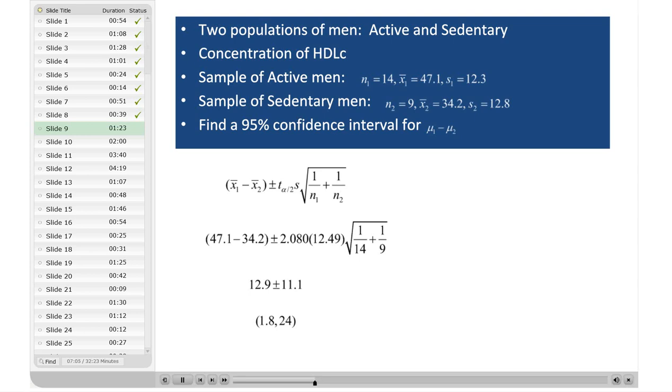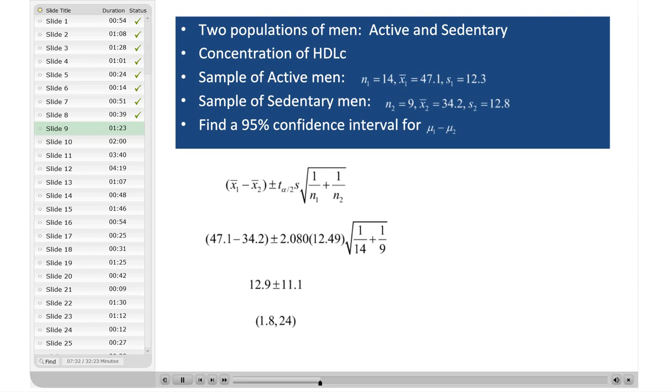You can see that we actually already know all the numbers that we need to plug into this. Of course, we know x1 bar, x2 bar, 1 over n1, and 1 over n2. The only two numbers that could give us trouble are the t and the s, but we actually calculated those on the previous slides. The t is just the cutoff value that we found in that table of 2.08, and we showed how to find the value of s using that kind of complicated formula.